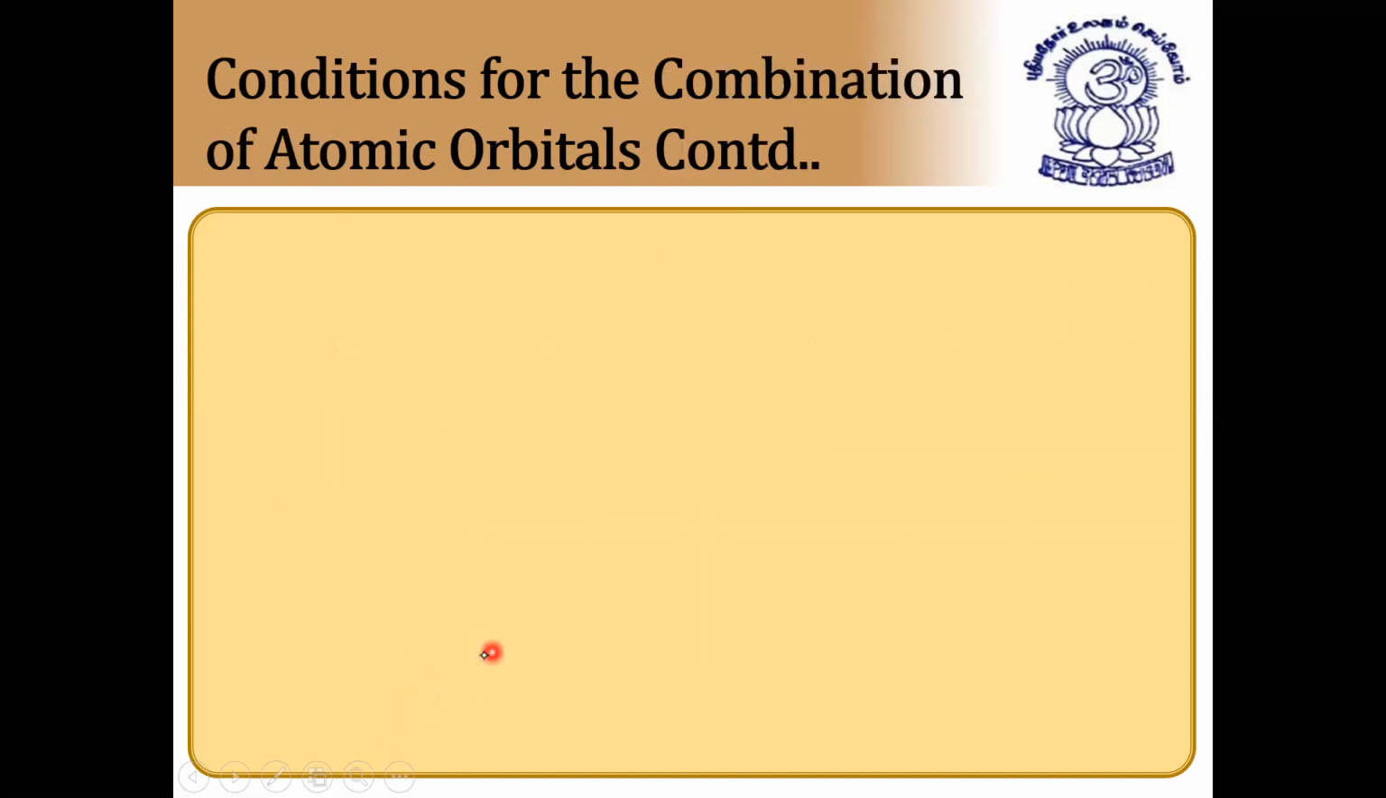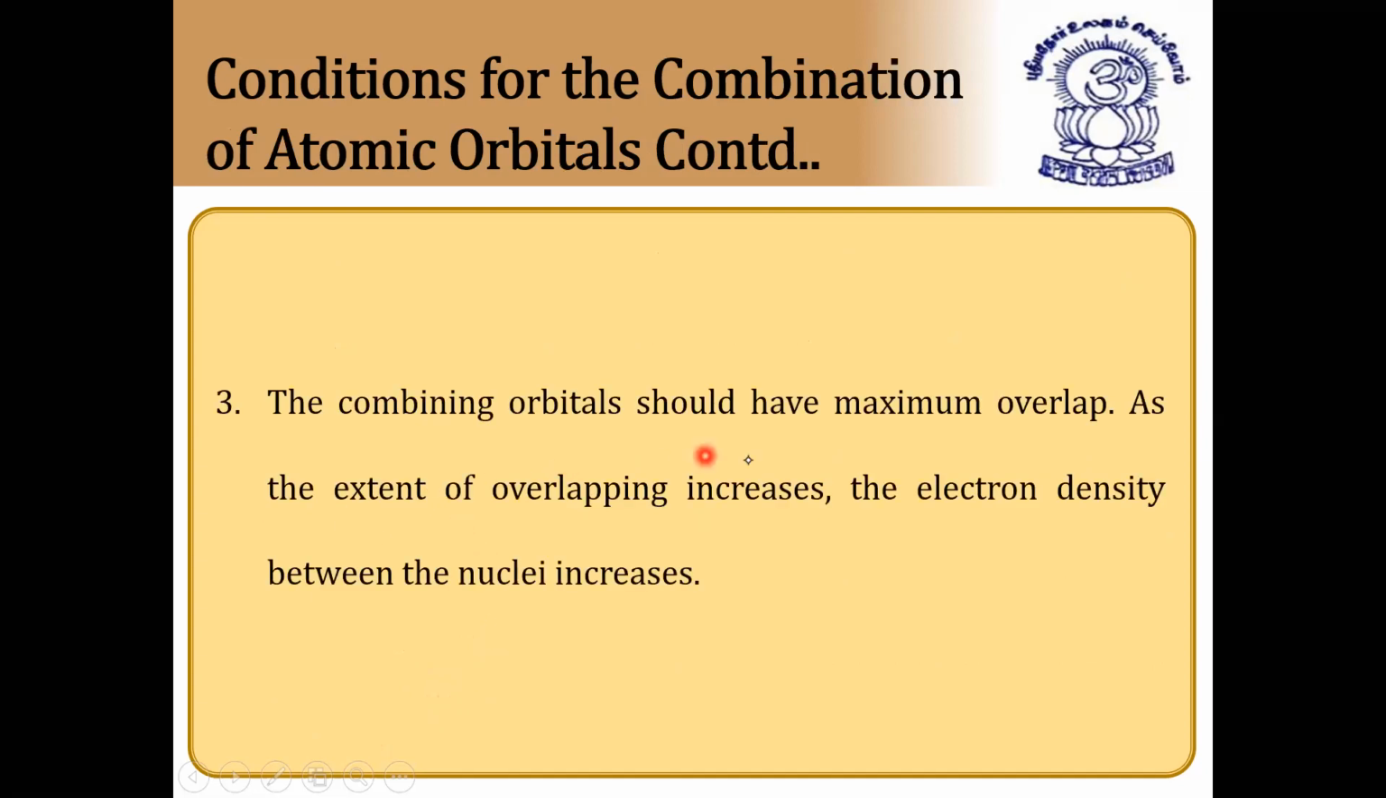Next, the combining orbitals should have maximum overlap. As the extent of overlapping increases, the electron density between the nuclei also increases. These are all the conditions for the combination of atomic orbitals.